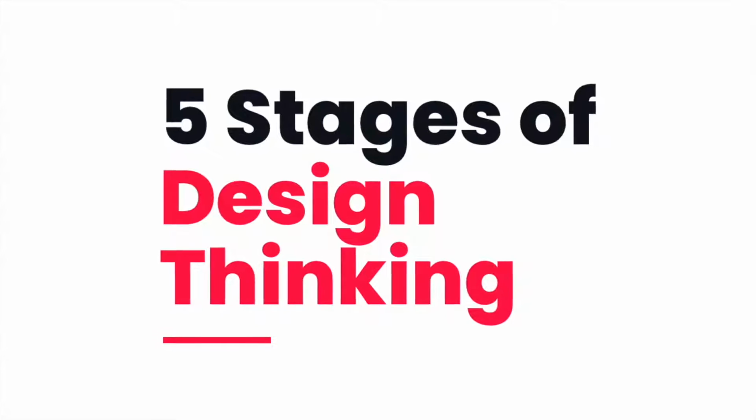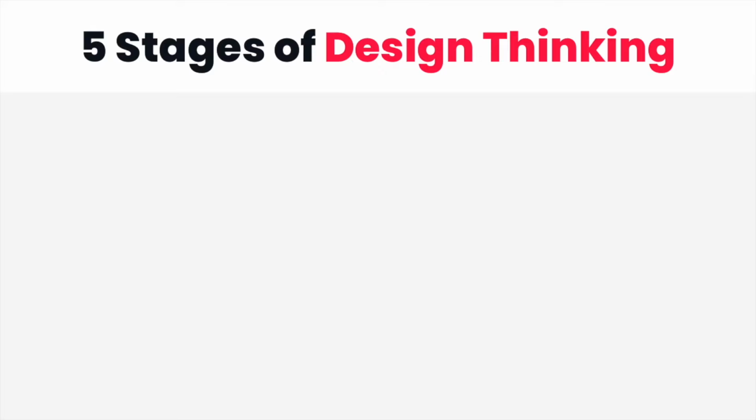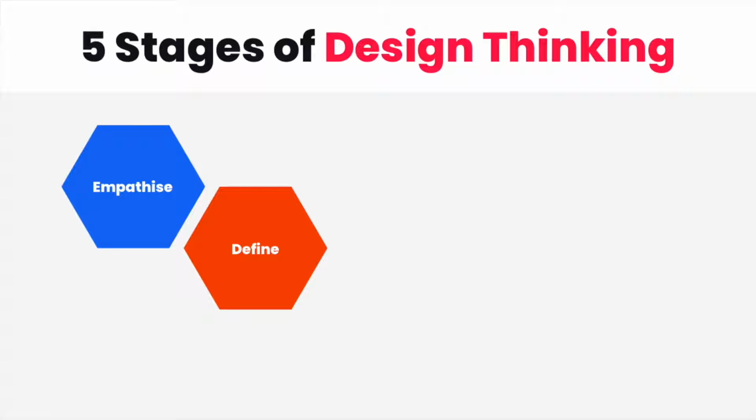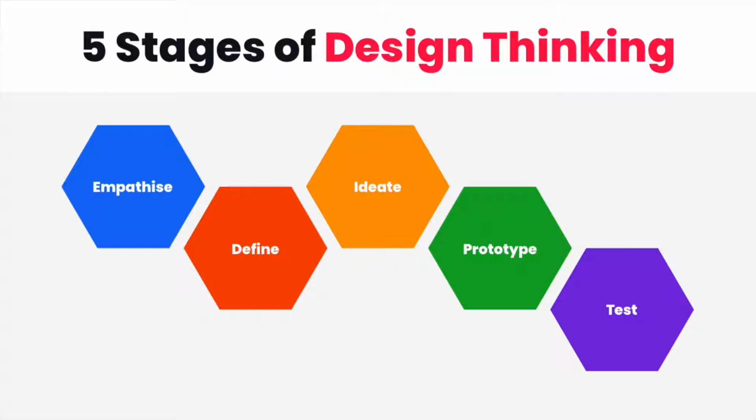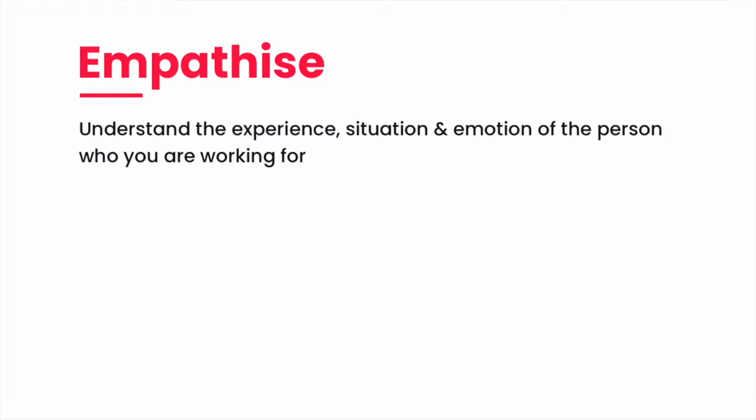Design thinking process. There are 5 stages of design thinking process: empathize, define, ideate, prototype, and test. Let's understand in detail. First is empathize.